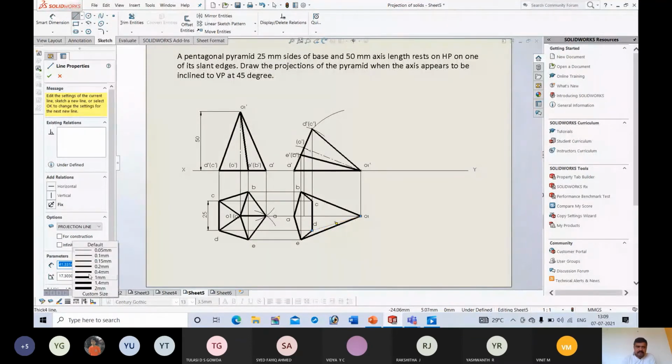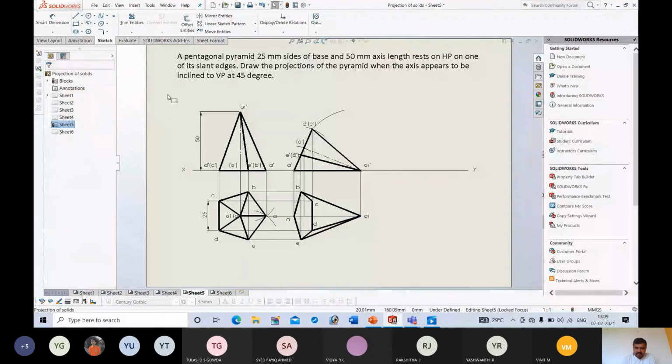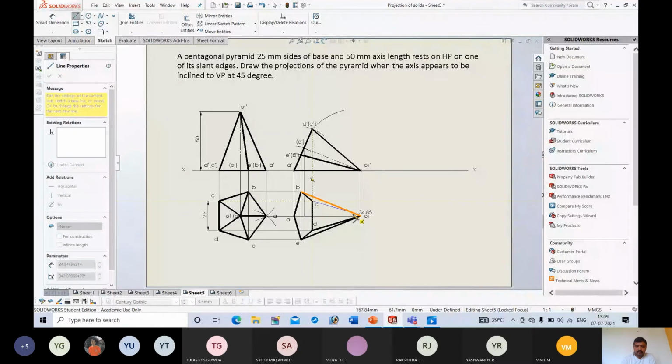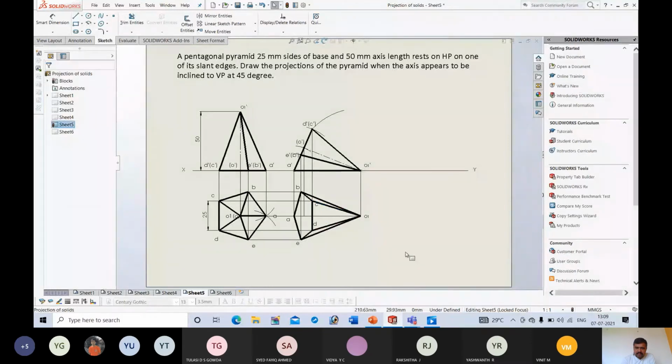Next, similarly, C. It is connected by two continuous lines, so first I will go for drawing a continuous line. It will not cross one more continuous line, so I will make it there. Next, I should connect A to O1. Since A is connected by two continuous lines, I will go for drawing one more continuous line.